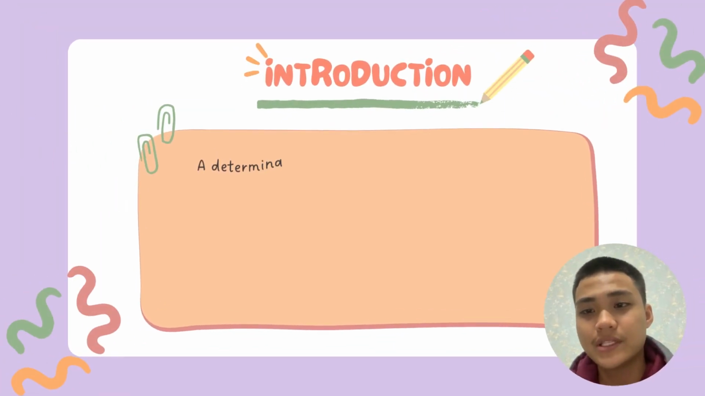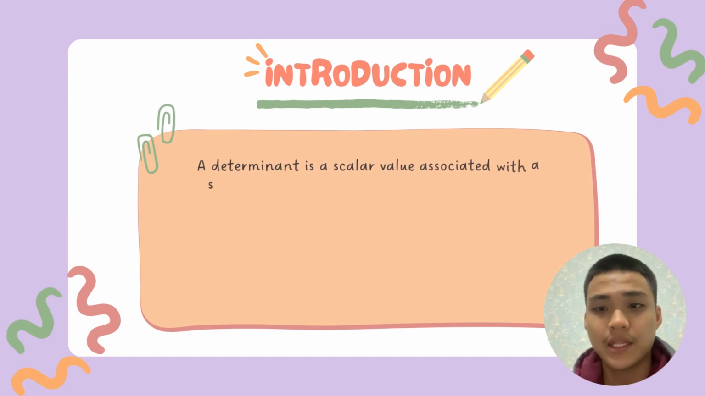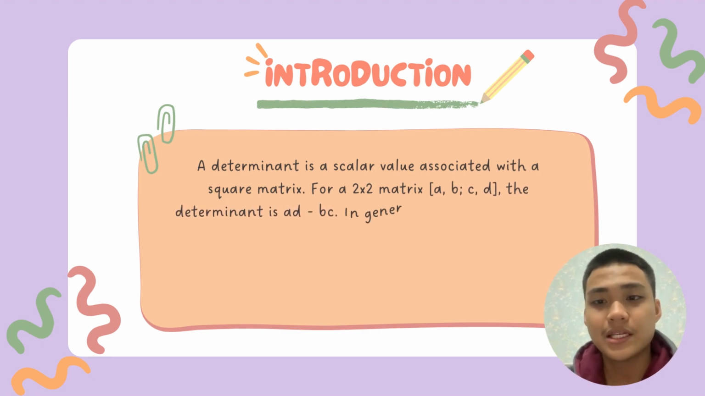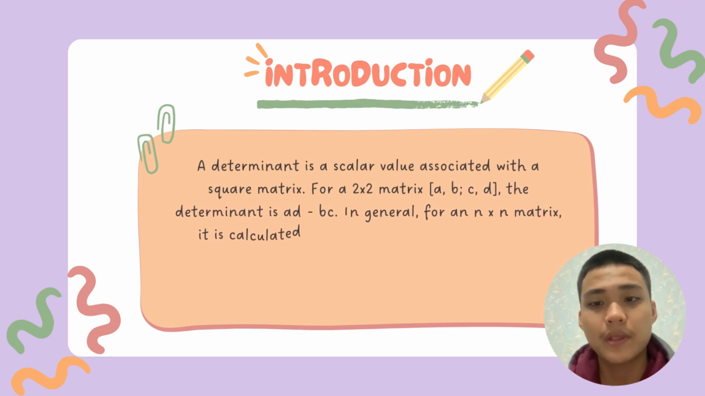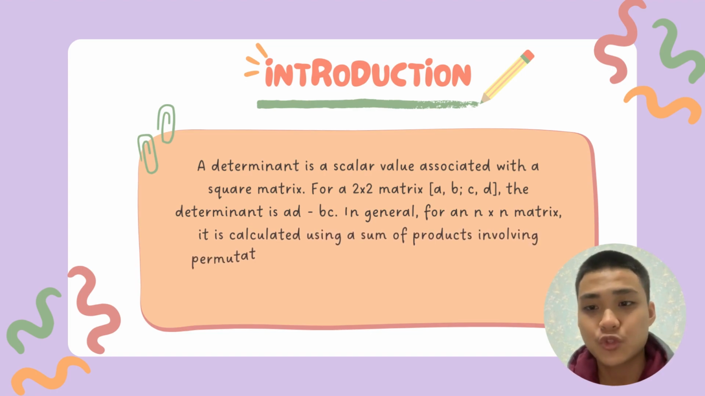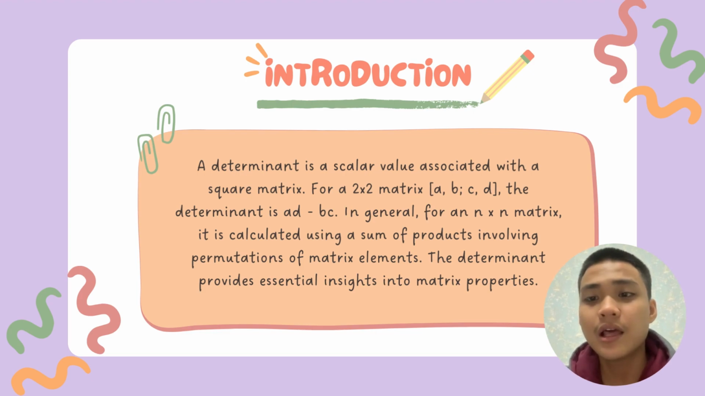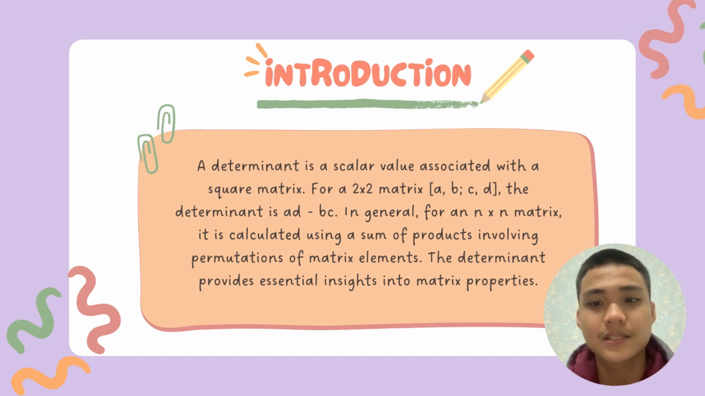And for the introduction of this slide, which is the meaning of determinant, I will explain it. A determinant is a scalar value associated with a square matrix. For a 2 times 2 matrix, A, B, C, D, the determinant is AD minus BC. In general, for an n times n matrix, it is calculated using a sum of products involving permutations of matrix elements. The determinant provides essential insights into matrix properties.